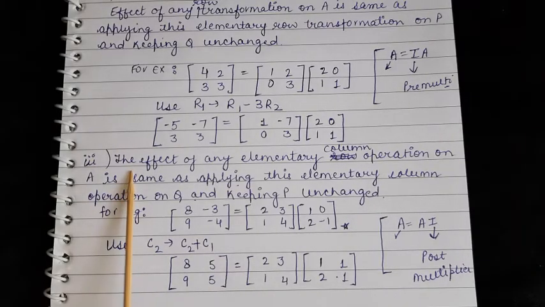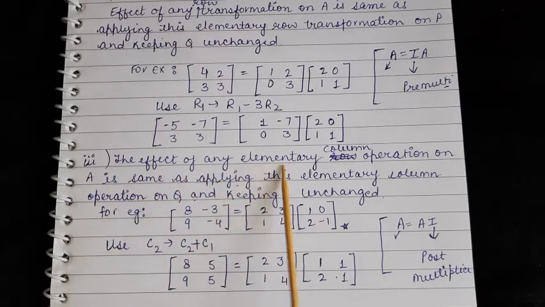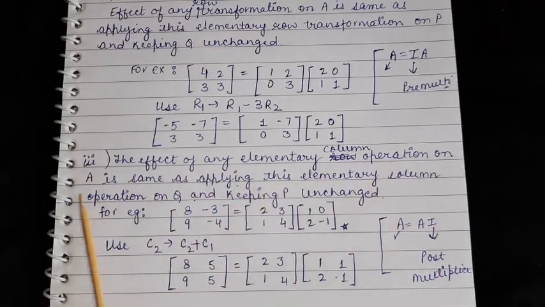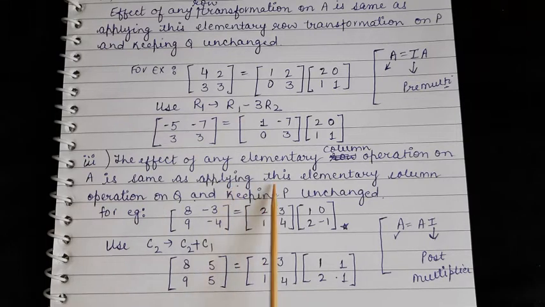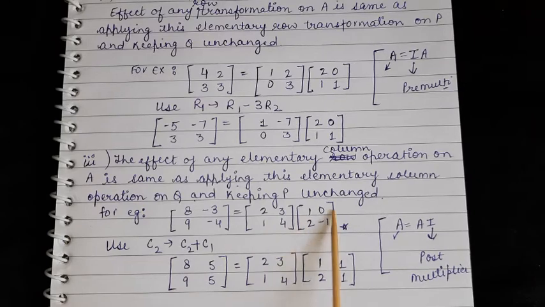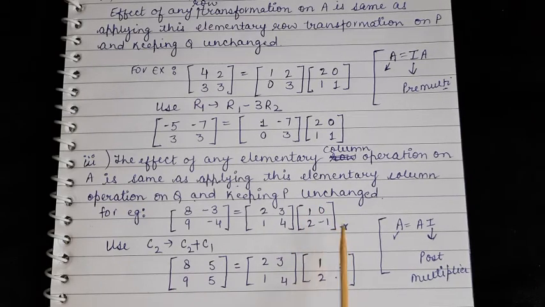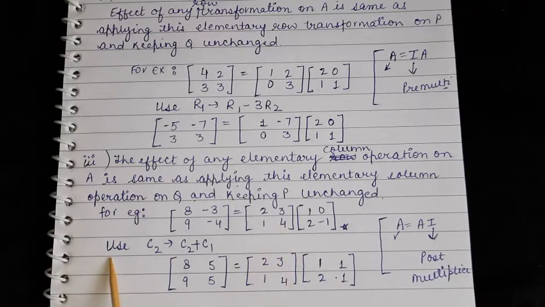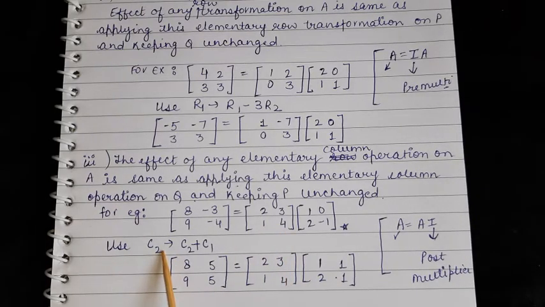Now let's see for column. The effect of any elementary column operation on A is the same as applying this elementary column operation on Q and keeping P unchanged. So this time we will apply it on A, and we will apply it on Q. We have marked a star here. So this is Q, but we will not apply it on P.